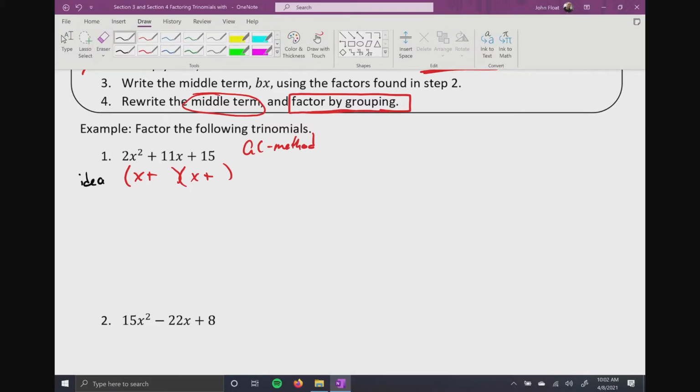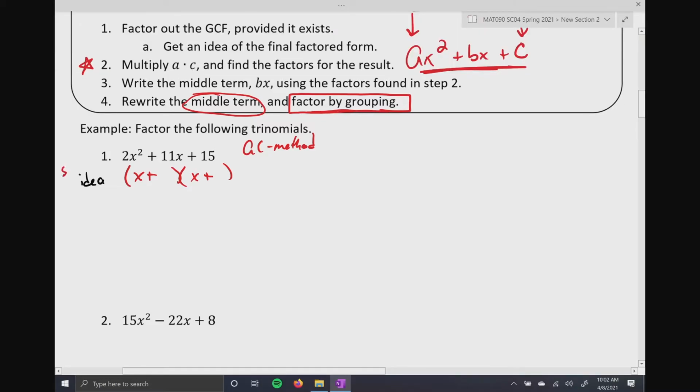Now, here's step 2. So there's step 1. Here's step 2. I'm going to multiply A times C. 2 times 15 equals 30. And it says, multiply A times C, find the factors of that result. So I'm going to find my factors. 1 and 30, 2 and 15, 3 and 10, 5 and 6. Okay, step 2 is done. Here's step 3.